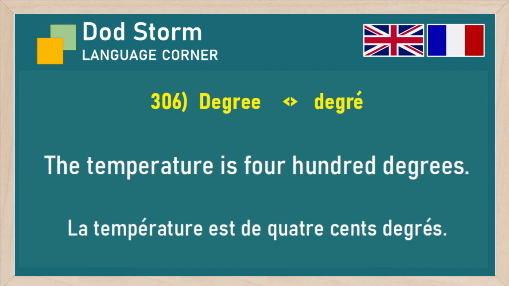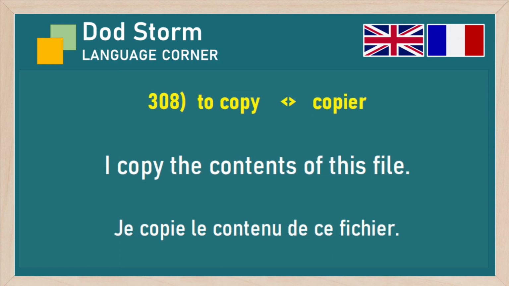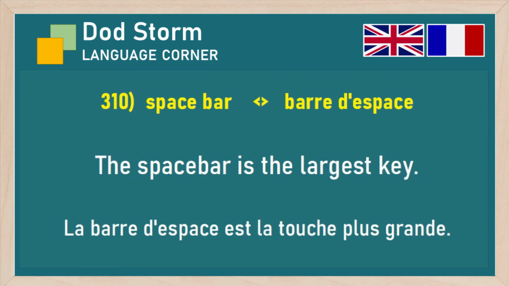The temperature is 400 degrees. The housing of the device is gray. I copy the contents of this file. Which drive is the fastest? The spacebar is the largest key.